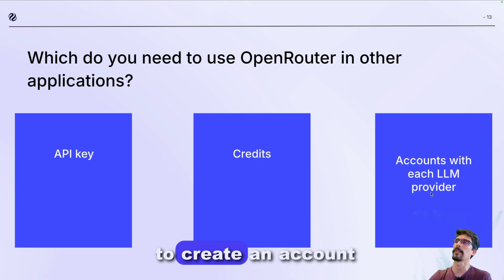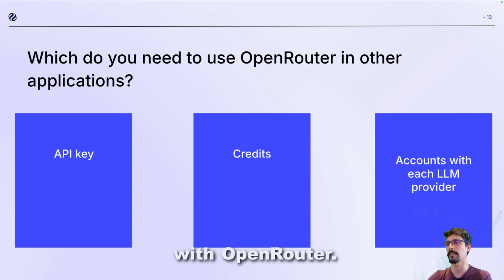What you don't need is to create an account with multiple LLM providers. As said before, you just need one account with OpenRouter. And that's it.